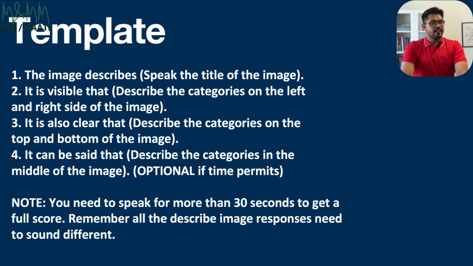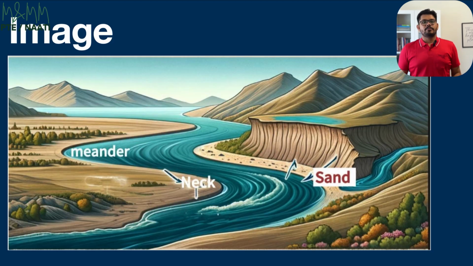Now, we have gone through the template. Now let us look at the image. So let's describe this random image. Random images mostly don't have titles given, so you have to create something. You can create any title, provided whatever you say is at least relevant to the image.